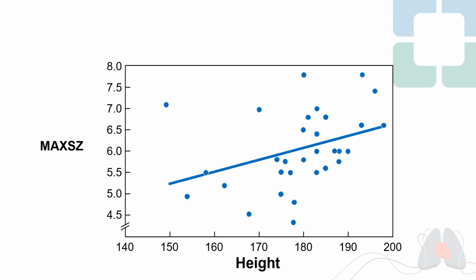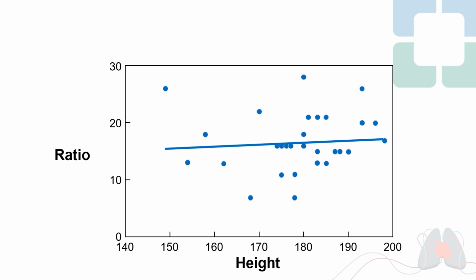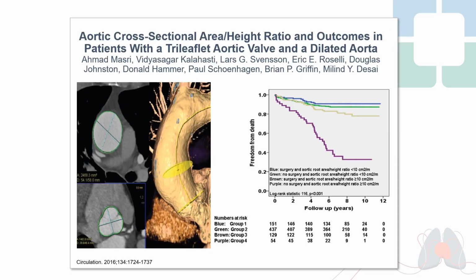And here's just the raw data of the relationship of height to size and the risk of developing a problem. And when you use the ratio, then that, in a sense, smooths the effect of height on the risk of a problem. Then one of our cardiologists and their team looked at patients with enlarged aortas on CAT scans, calculated the cross-sectional area, and found that in the patients with a ratio more than 10, the long-term survival was not as good as in the patients who had aortas less than a ratio of 10.